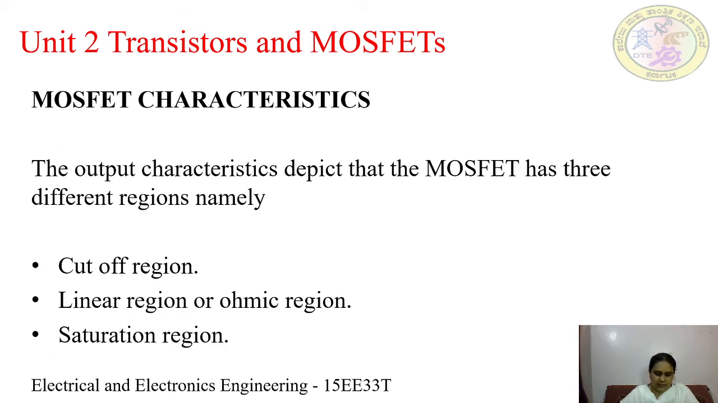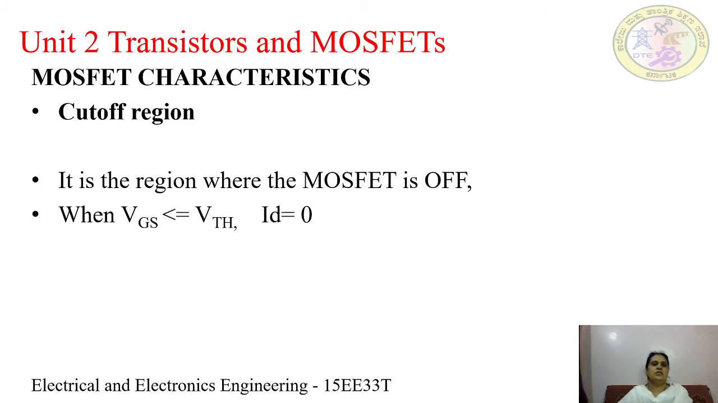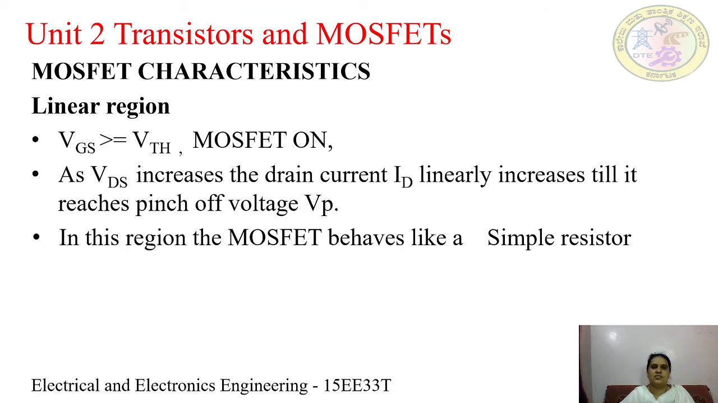So again we will just read this one. The output characteristics depict that the MOSFET has three different regions of operation: the cutoff region, the linear region or ohmic region, and the saturation region. We know that in the cutoff region, the MOSFET is off, and this occurs when VGS is less than or equal to VTH and ID is 0. In the linear region, the MOSFET is on because the value of VGS is greater than or equal to VTH. Here, as VDS increases, the drain current increases linearly till a voltage called VP, the pinch off voltage.